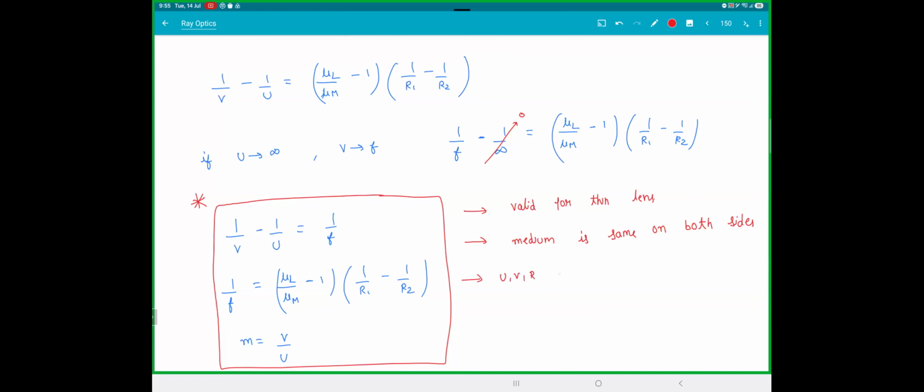u, v, R must be taken with sign convention, and the object must be on the principal axis. So all that is the same. If the object is not on the principal axis, you know what to do. Copy down these formulas. Let's get used to the formulas a bit, and then we'll see problems on this. So lenses is important. All clear with this? Copied?